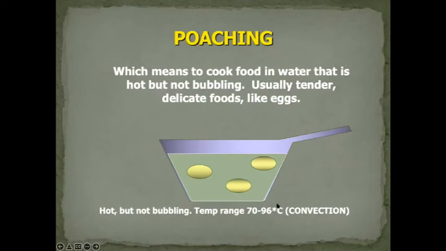There are few things which you have to keep in mind when you are poaching. First thing is that water temperature should be between 70 to 96 degrees Celsius. That is very, very important. Second thing is whenever we are poaching anything, that is egg, fish, any delicate food stuff, we have to add little bit of acid into the liquid, which is not required when we are doing boiling.